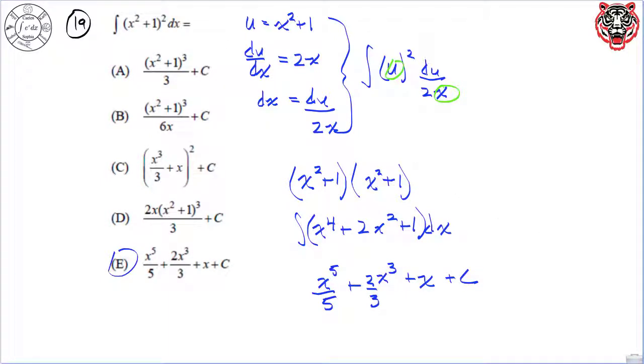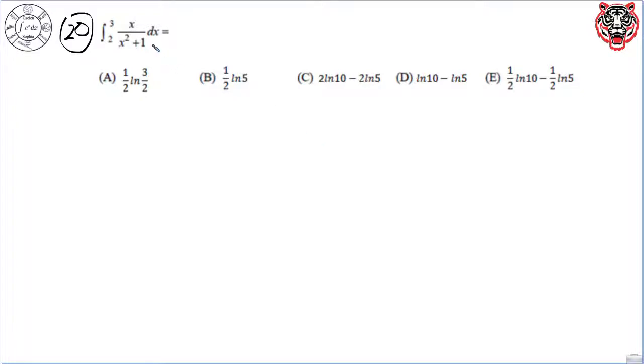And on to our final problem, number 20. We have a fraction. I don't like fractions. Let's go ahead and get rid of that. So this is going to be the integral from 2 to 3 of x times x squared plus 1 to the power of -1. All right, so what house are we in? We're in power house because of this thing. So let's just deal with Taxman, just to go fast through this last one.